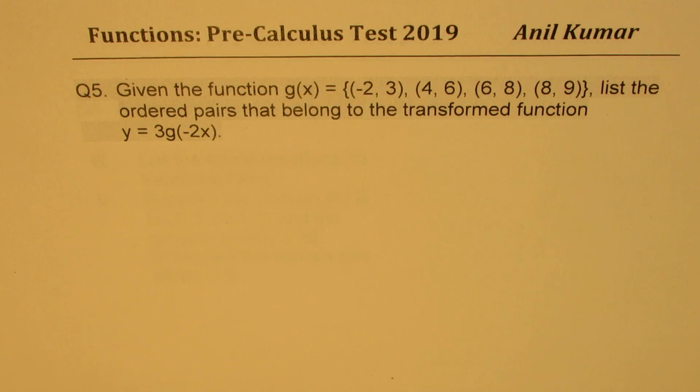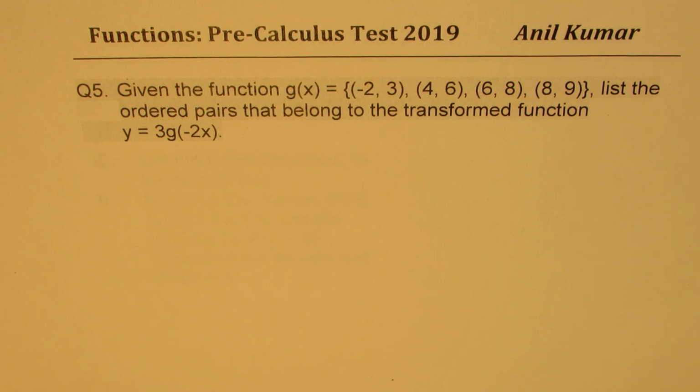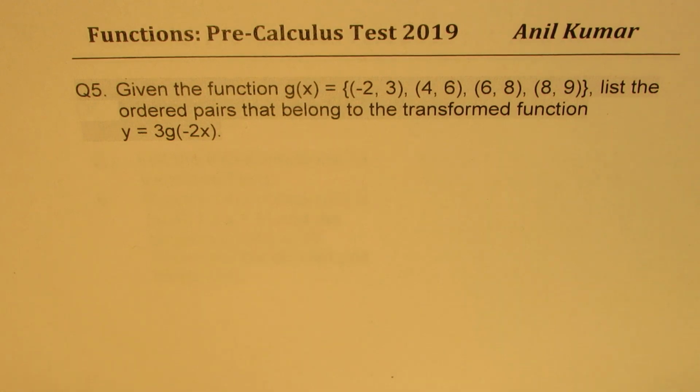Question number 5. Given the function g of x equals the set of coordinates (minus 2, 3), (4, 6), (6, 8), (8, 9). List the ordered pairs that belong to the transformed function y equals 3g of minus 2x.